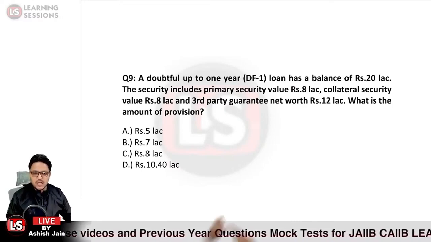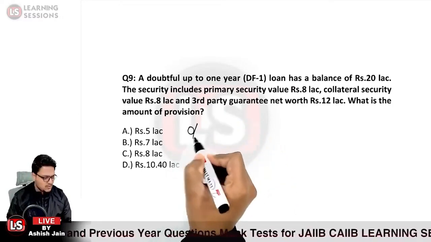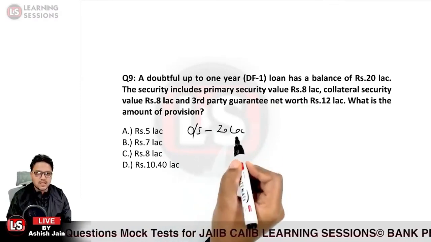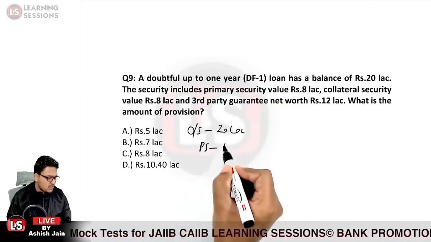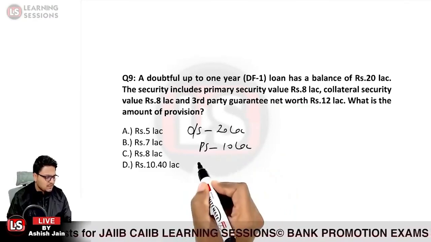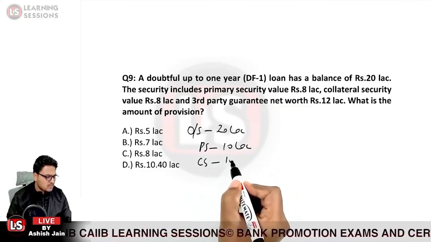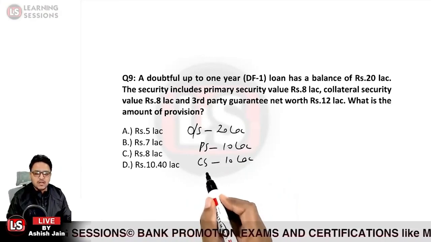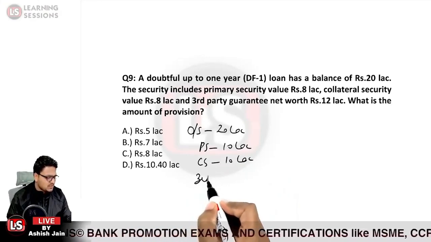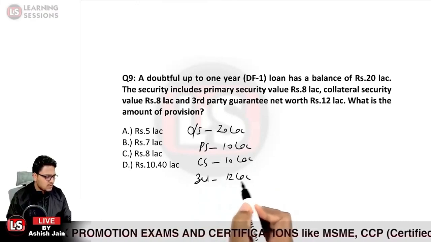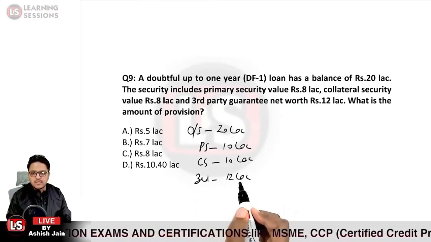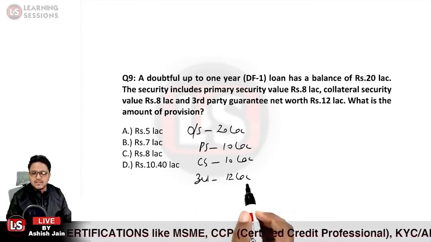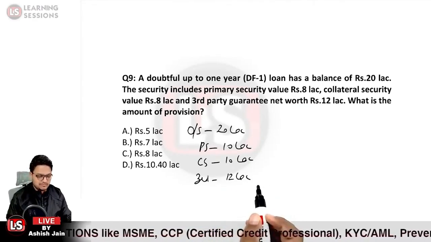Again, the outstanding balance is given to be 20 lakh rupees. Further, the primary security is given to be 10 lakh rupees, and the collateral security is of the same amount, 10 lakh rupees. And we are provided with a third party guarantee amounting to 12 lakh rupees, with a net worth of 12 lakh rupees. So what would be the right answer here?